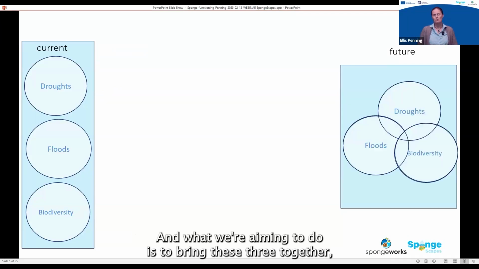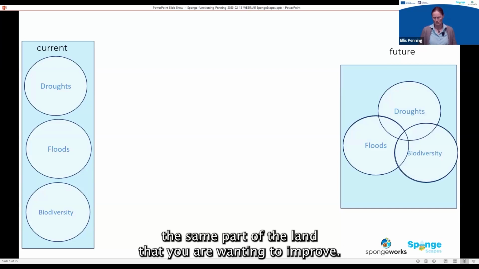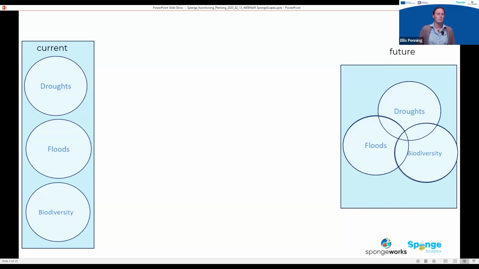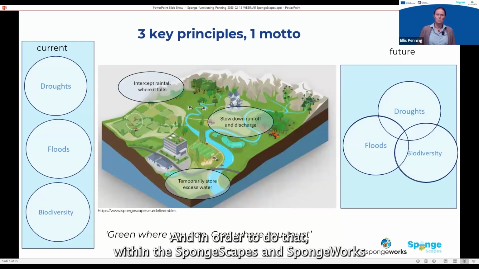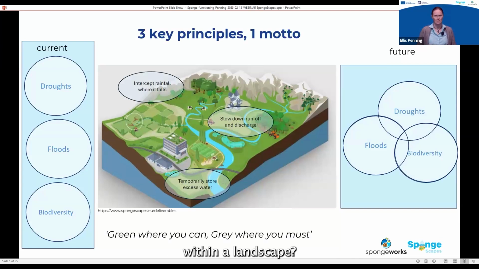And what we're aiming to do is to bring these three together because we're talking about the same water, the same soil, the same part of land that you are wanting to improve. And in order to do that within the SpongeScapes and SpongeWorks project, we are focusing on how can we improve the water cycle within a landscape.